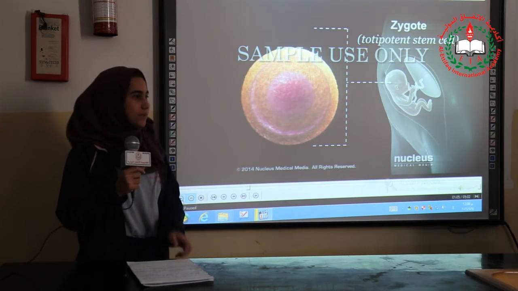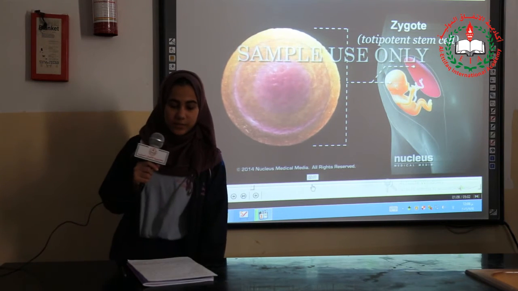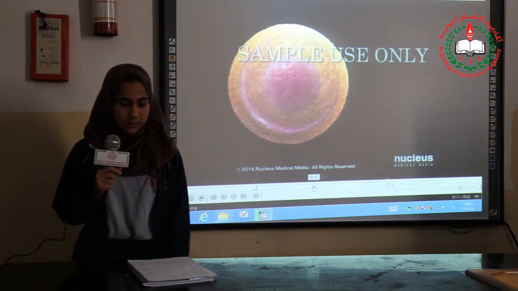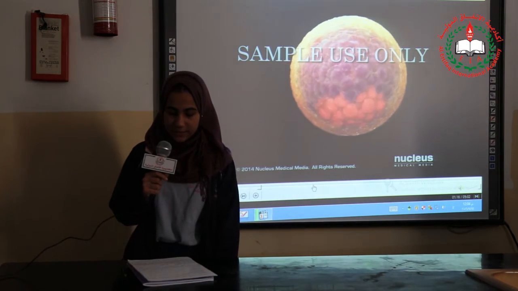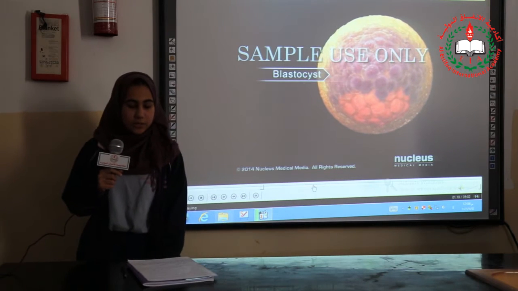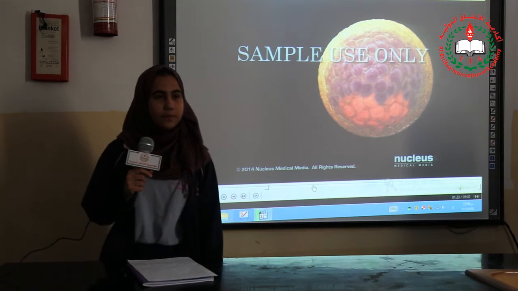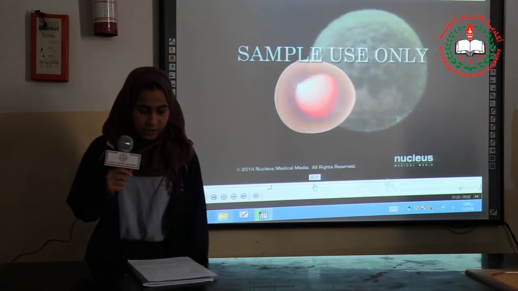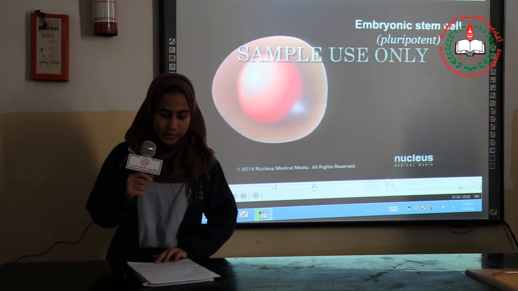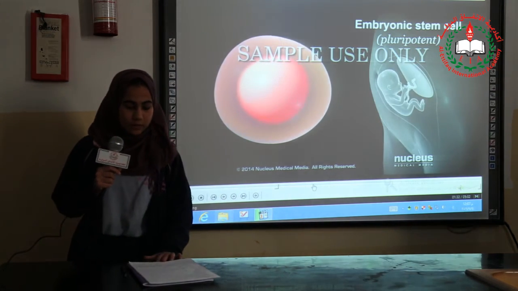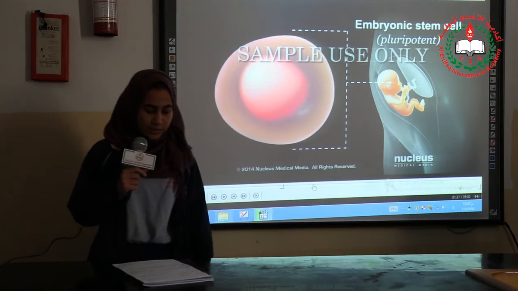One, embryonic stem cells. Embryonic stem cells are pluripotent stem cells derived from the inner cell mass of a blastocyst, an early-stage pre-implantation embryo. Human embryos reach the blastocyst stage 4 to 5 days post-fertilization, at which time they consist of 50 to 150 cells. Isolating the embryoblast, or inner cell mass, results in destruction of the blastocyst.